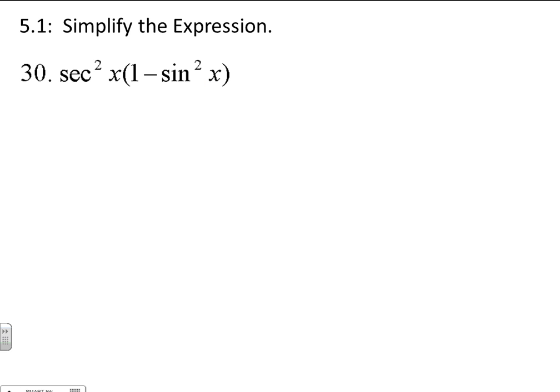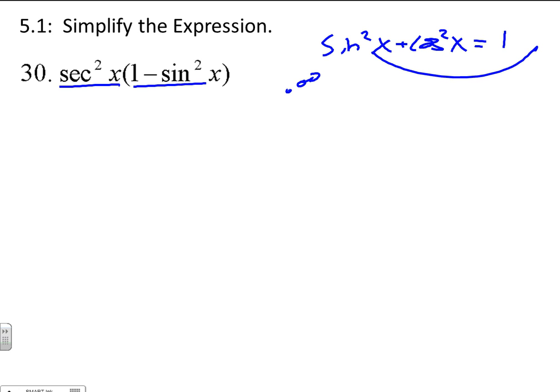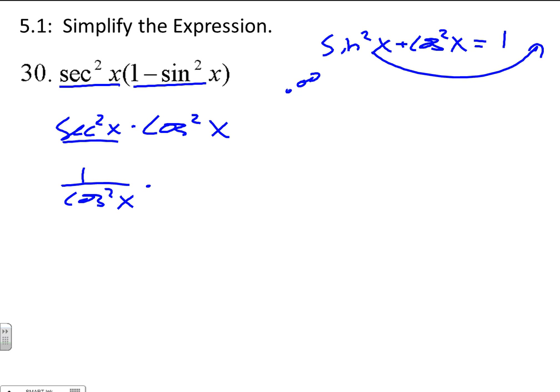Okay, we got some options here. I could jump right into turning this into cosines, or I could say, since sine squared of x plus cosine squared of x equals 1, 1 minus sine squared of x is cosine squared of x. And I get secant squared of x times cosine squared of x. This is nice. This is the reciprocal. So I get 1 on cosine squared of x times cosine squared of x, or 1. And that's it. Certainly there'd be some other approaches you could use on that, but we ought to end up at 1.